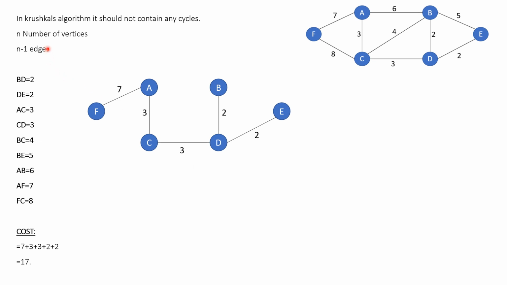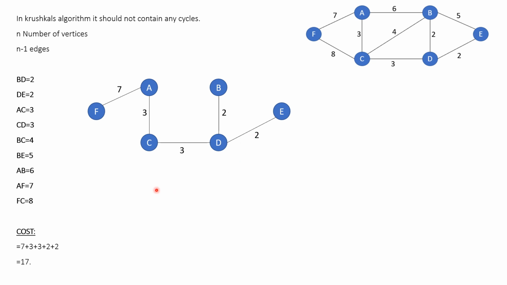And we can see the n number of vertices. Looking at the previous graph, how many vertices do we have? 1, 2, 3, 4, 5, 6. We have 6 vertices. And in the minimal spanning tree we also have 6 vertices. We have n vertices and n minus 1 edges. 6 minus 1 is equal to 5, so we have 5 edges: 1, 2, 3, 4, 5.